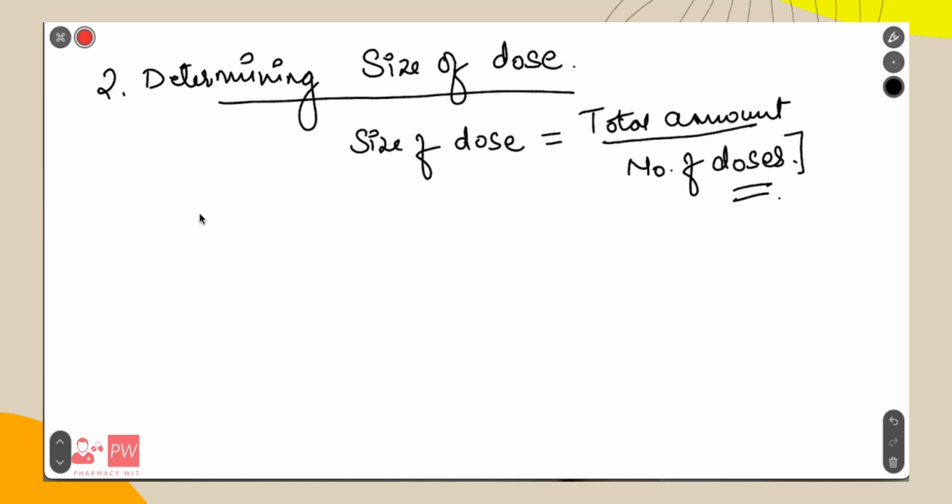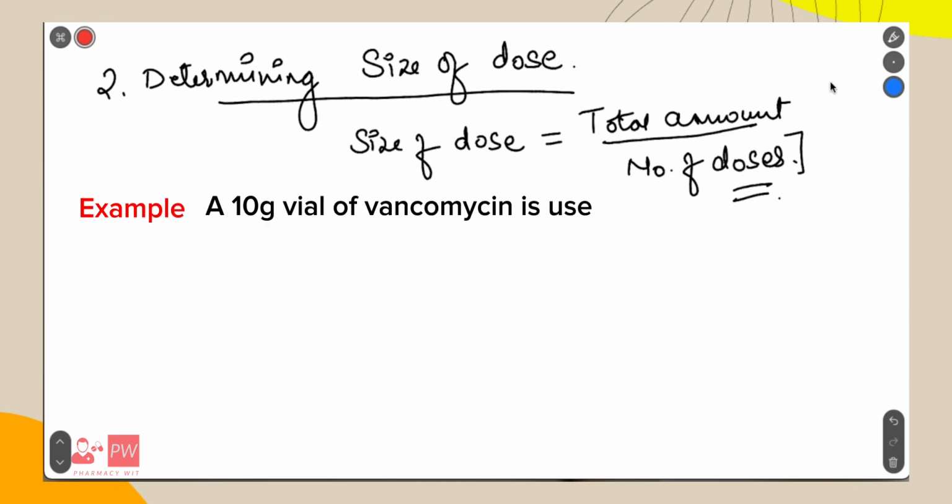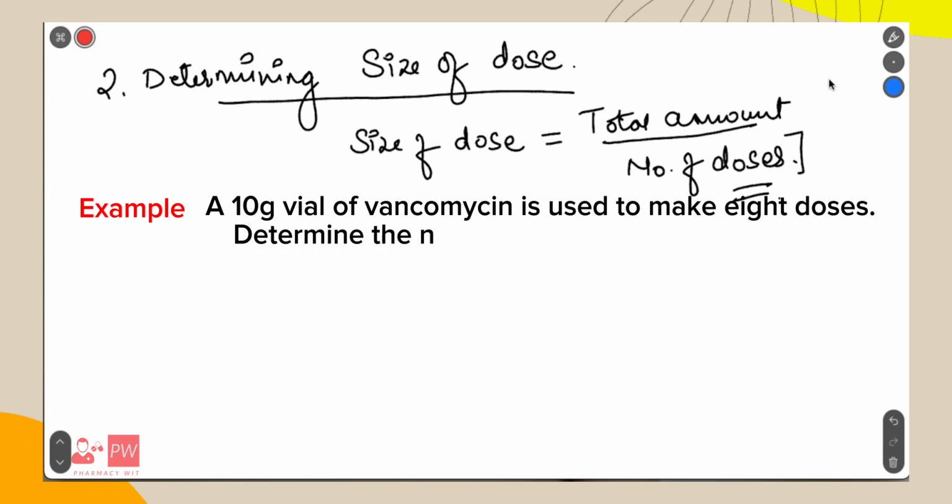So to determine the size of dose, given the total number of doses in a quantity of drug, the total amount of the drug which is available should be divided by the number of doses. As always, check the units to ensure accuracy in calculation. So let's understand this with an example. A 10 gram vial of vancomycin is used to make 8 doses. Determine the number of milligrams in each dose.